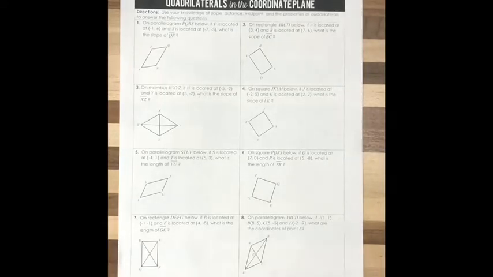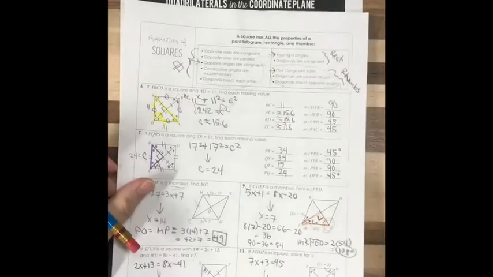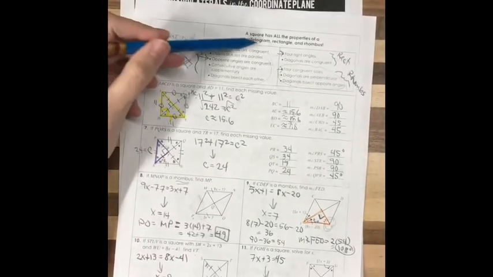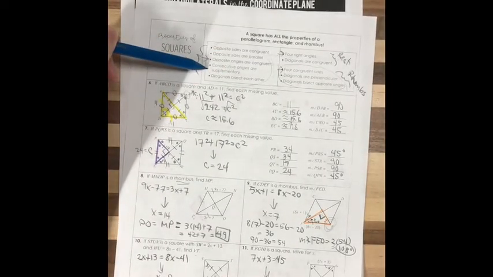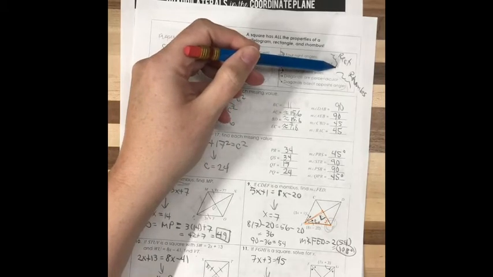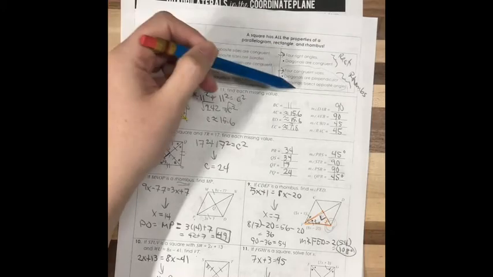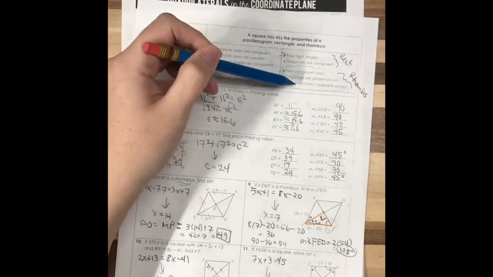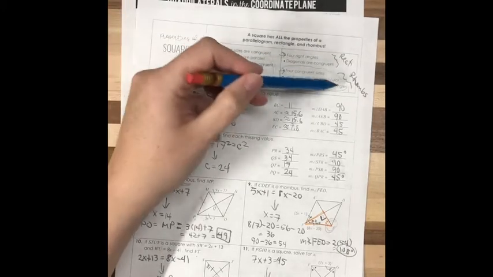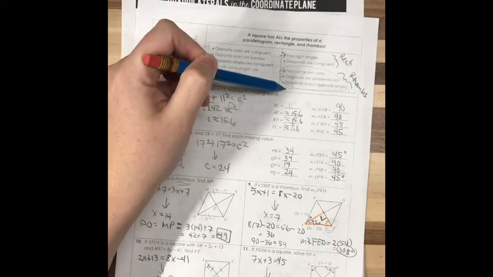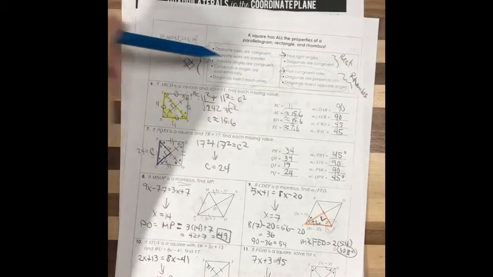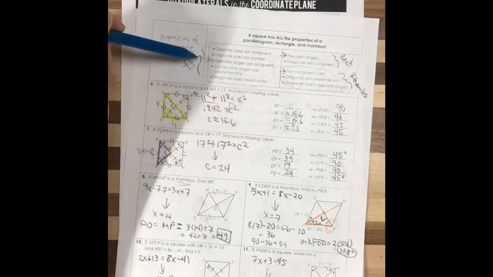Okay, so let's talk about quadrilaterals in the coordinate plane. So remember all those properties where this is just for parallelograms. In addition to the parallelograms, these two properties for rectangles, and then in addition to these parallelograms, these are the extra three properties for rhombus. Well, squares have all these properties.